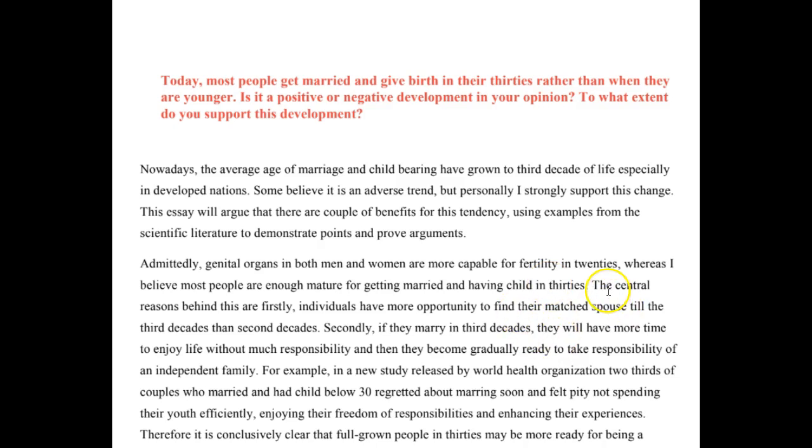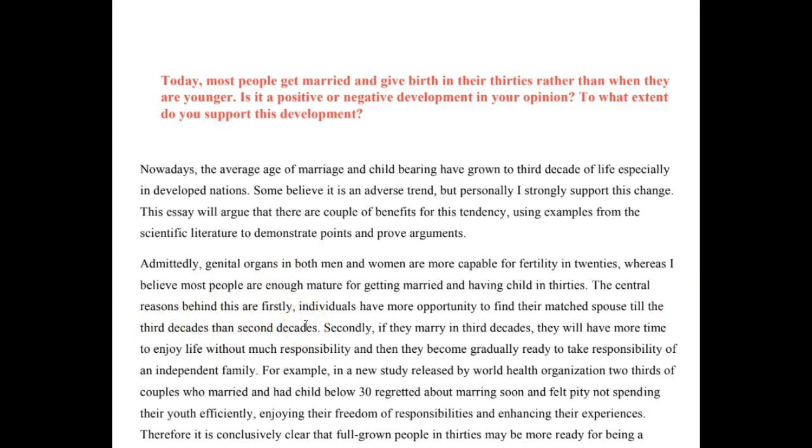Let's try it again. The several reasons behind this are, firstly, individuals have more opportunity to find their appropriate spouse in the third decade rather than the second decade.